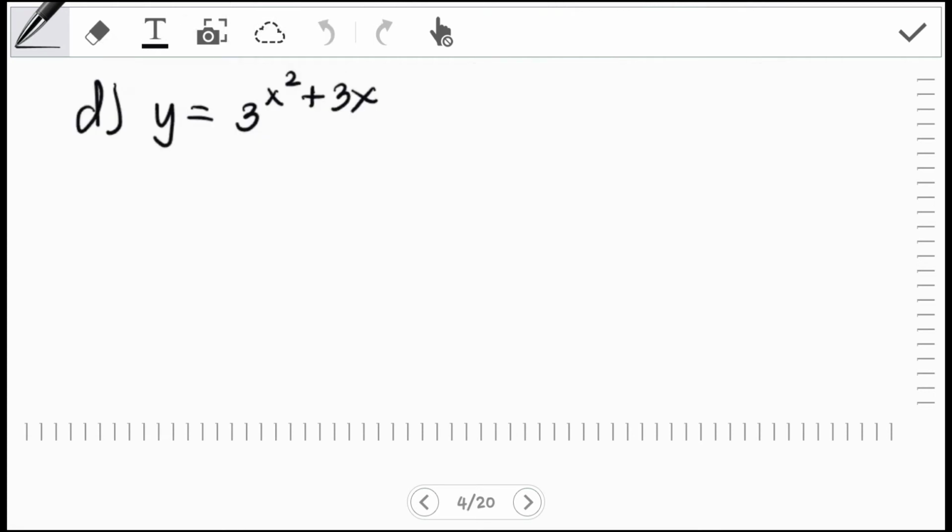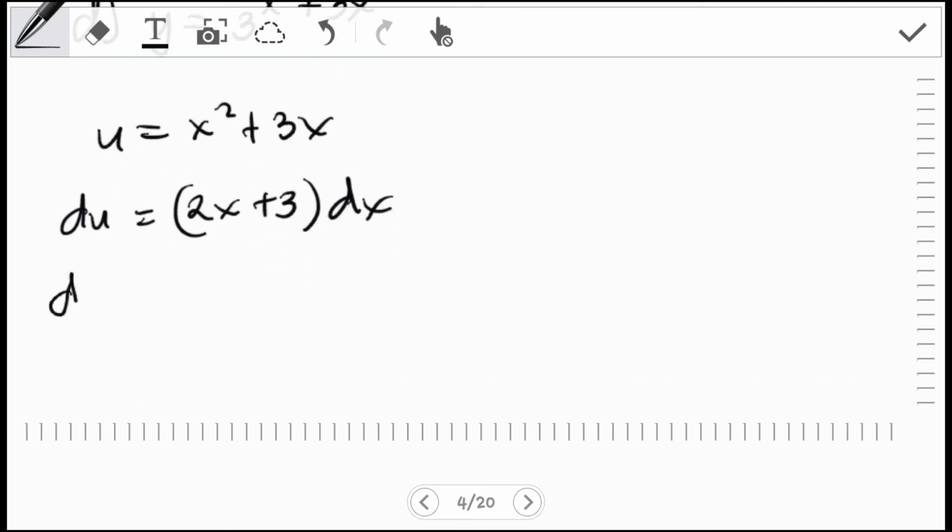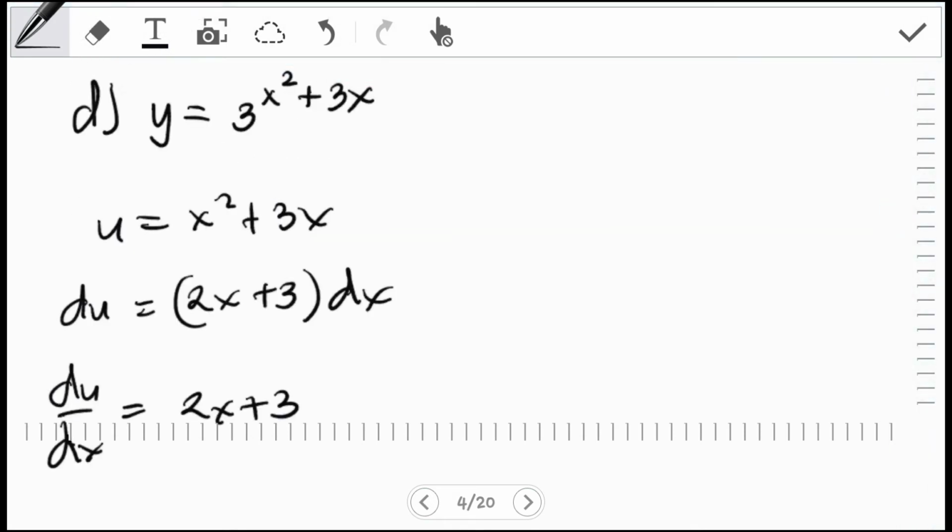So what is the first derivative of y equals 3 to the power x squared plus 3x? Okay. So let u be equivalent to x squared plus 3x, and du is equal to 2x plus 3 dx, where du over dx is equal to 2x plus 3. So, take note, this 3 is a constant, a number.